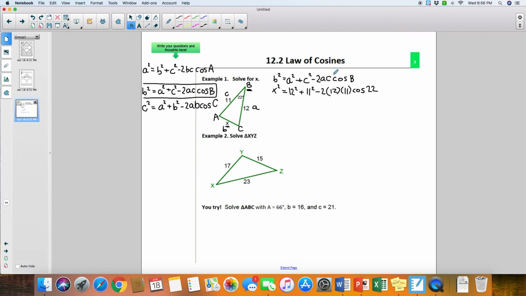All right, so now I'm going to simplify. 12 squared would be 144. 11 squared would be 121. Then again, I would multiply. So I would do 2 times 12, which is 24. And then I will multiply 24 times 11, which gives me 264.